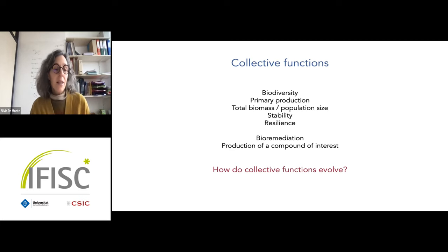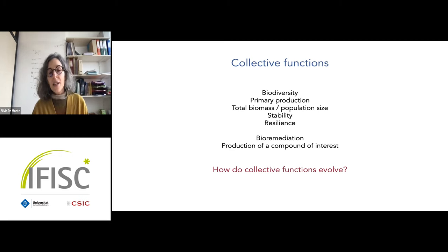For instance, they are diverse. This is related to the heterogeneity I was talking about before. And this diversity is connected directly to increased primary production, increased total biomass or population size, increased stability, increased resilience. So these are all functions that are typically attributed to biological communities or to biofilms, for instance.